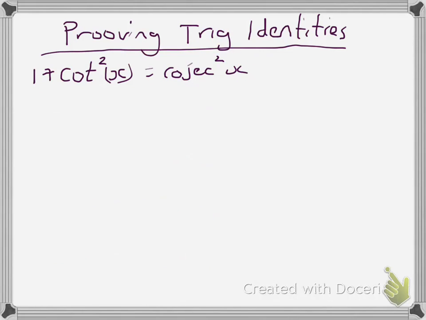Good maths involves being able to prove that various things are true. One of the things that we're going to start doing is using those basic identities we've looked at before to prove other trig identities. And proving things involves manipulating what we have and what we know to get the formula that we're looking for. So the first one we're going to look at here is 1 plus cot squared x is equal to cosec squared x.